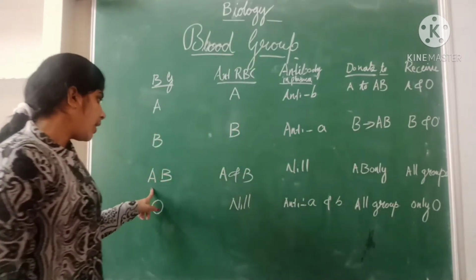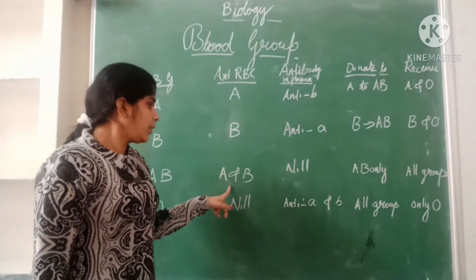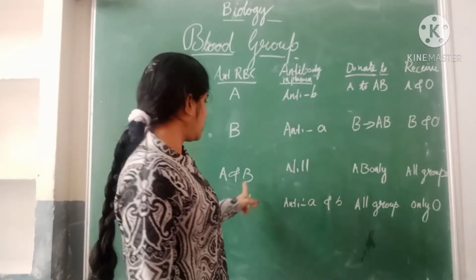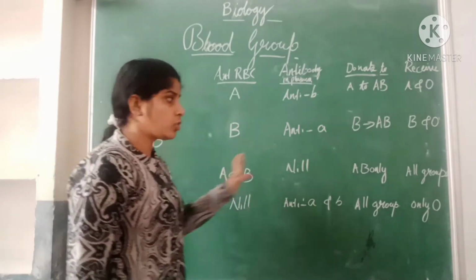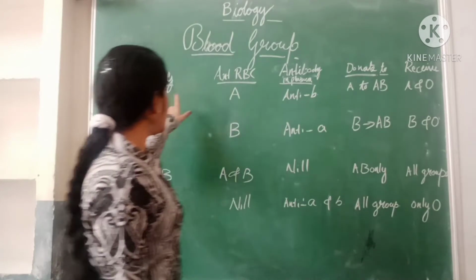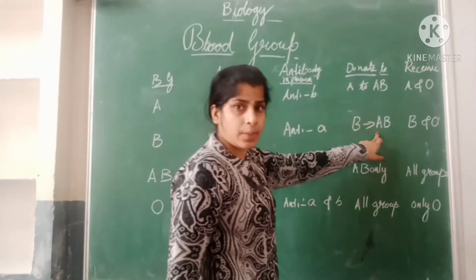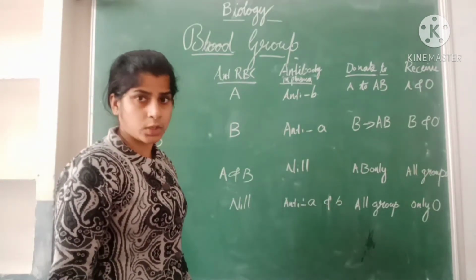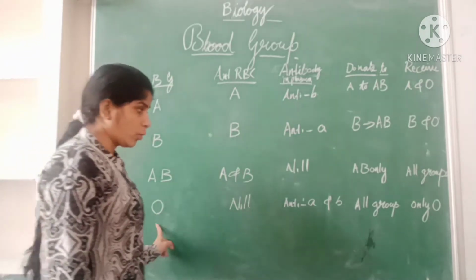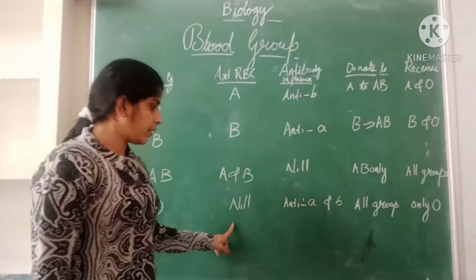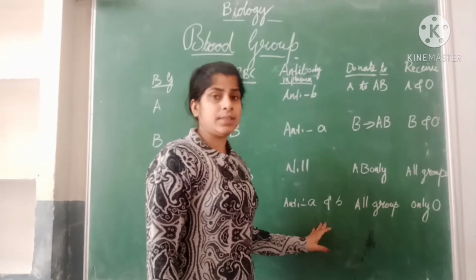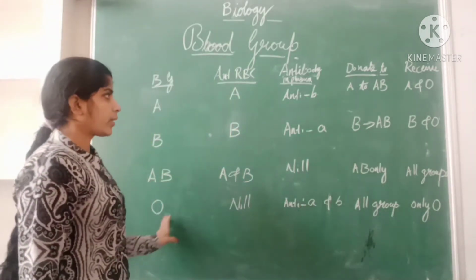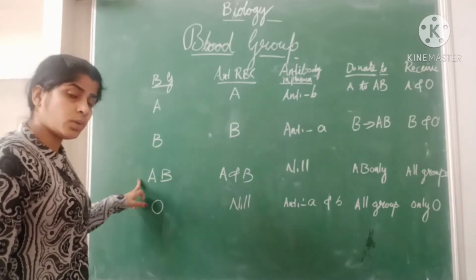Next is the AB group. AB group has no antibody in the plasma, so AB can donate only to the AB group. A group can donate to AB, B group can donate to AB, and AB group can donate only to AB, not to other groups. The O group has both antibody A and B but no antigen, so O blood group can donate to all three other blood groups: O can donate to A group, O can donate to B group, and O can donate to AB group also.